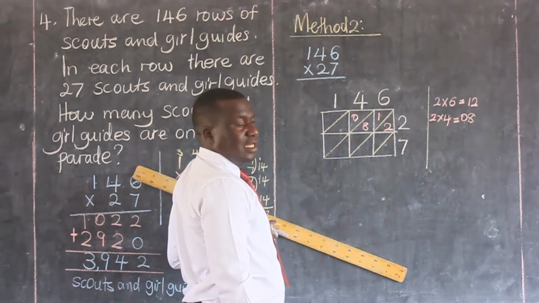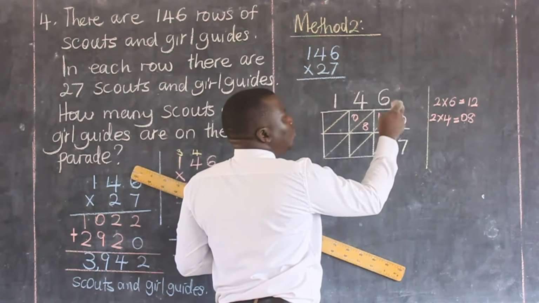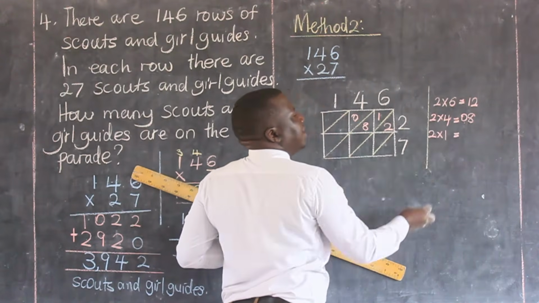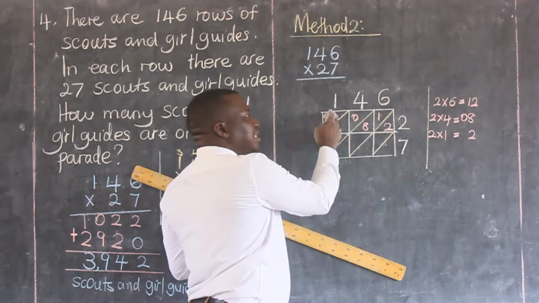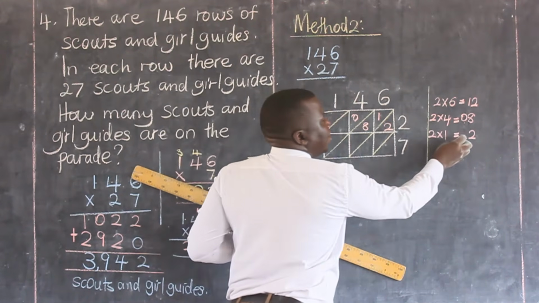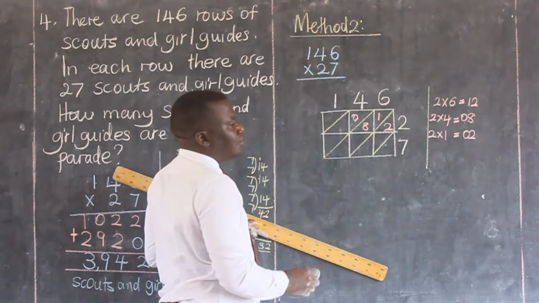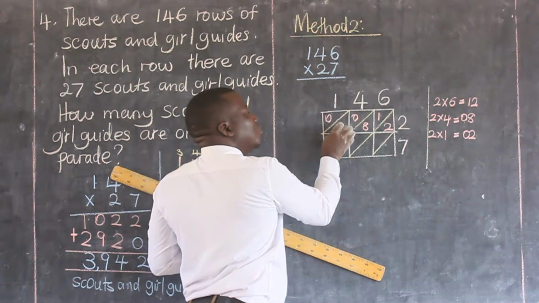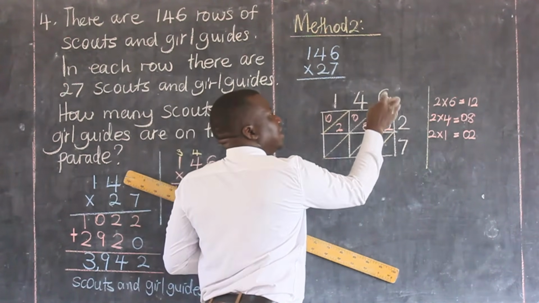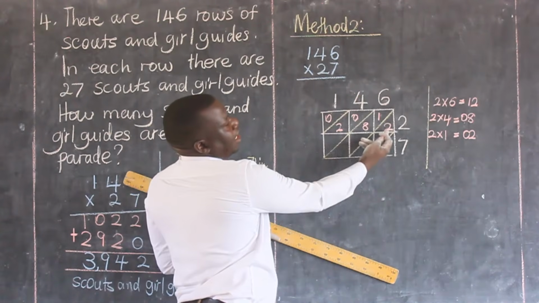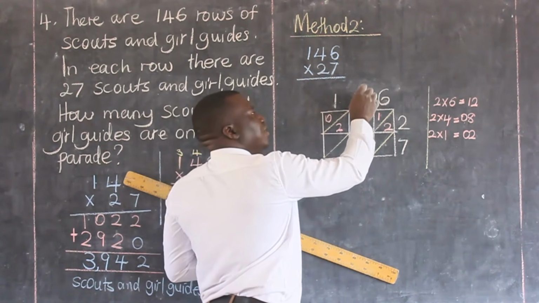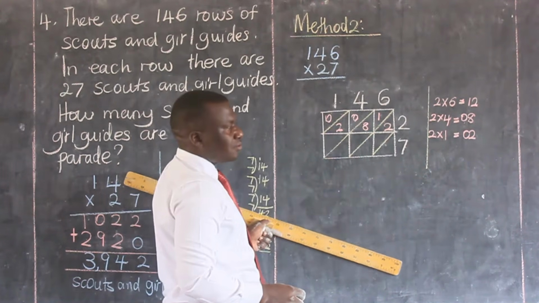Are we understanding that? Then you come to 2 times 1. It gives us 2. However, this has 2 spaces. So we add the 0 at the beginning. So we shall have 0, 2. We have finished multiplying 146 times 2. And here are the answers. Now we are coming to multiplying 146 by 7.